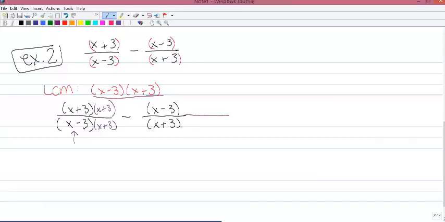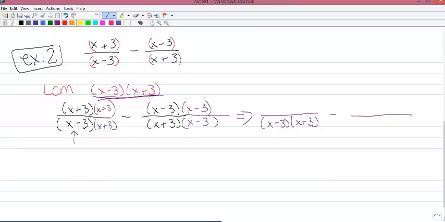Okay, now let's come over here to the second term. So ask yourself, what needs to go in this denominator to make it match up with our least common multiple? In this case, it's going to be the quantity x minus 3. And obviously you apply it to numerator and denominator. So from here, let's clean this up a little bit. I'm going to leave my x minus 3, x plus 3 here, and let's distribute all of our factors through.